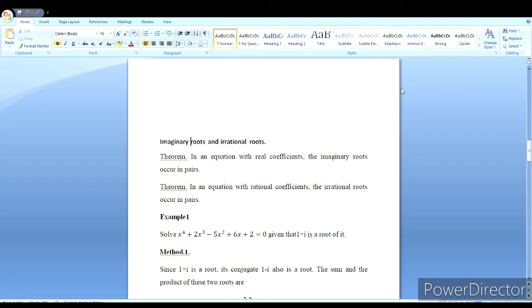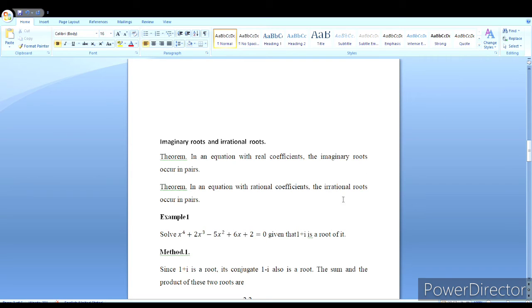Now I am going to explain imaginary roots and irrational roots, that is complex roots and irrational roots. We have two theorems; we need not have proofs. Theorem: in an equation with real coefficients, the imaginary roots occur in pairs. That is, if 1 plus i is a root, then 1 minus i is also a root. We have another theorem: in an equation with rational coefficients, the irrational roots occur in pairs. That is, if 2 plus root 3 is a root, then 2 minus root 3 is also a root.